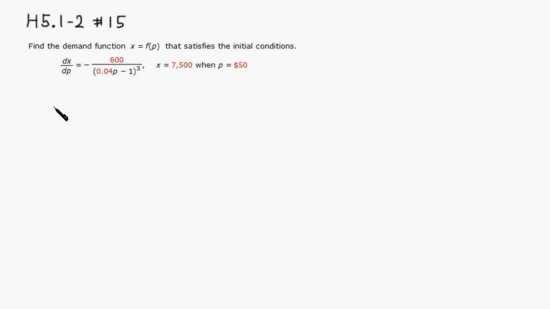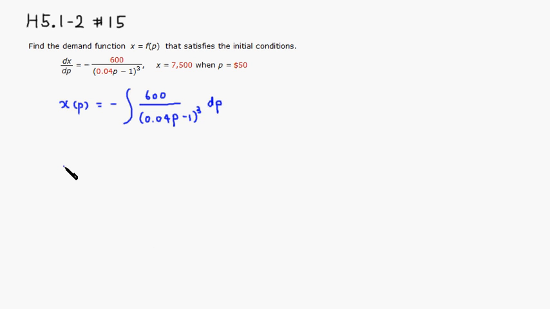Alright, so you have that. To find x, x is a function of p. In order to find x, we need to take the antiderivative of this. So I'm going to put the negative sign outside. Then we have to take the antiderivative of 600 over the quantity 0.04p minus 1 to the third power, dp, because the variable is p.